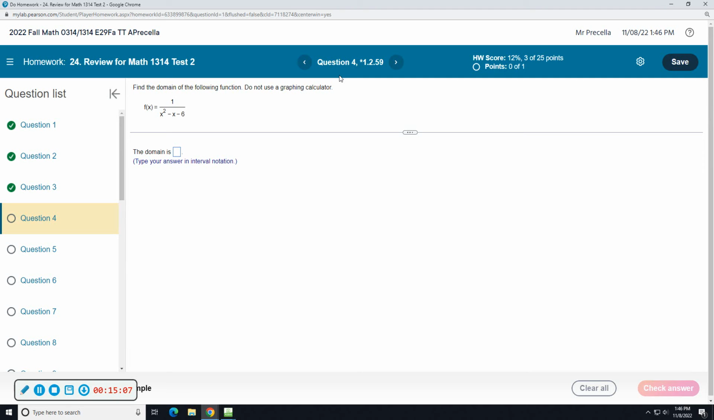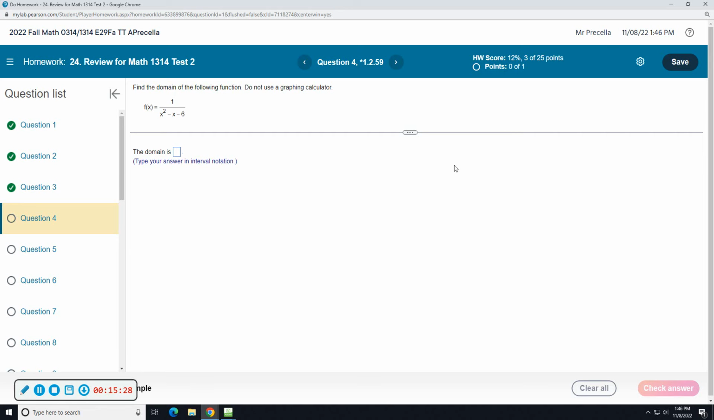Let me write this problem down. This is number 4. Find the domain of the following function. Do not use a graphing calculator. Our function is f of x equals 1 over x squared minus x minus 6.